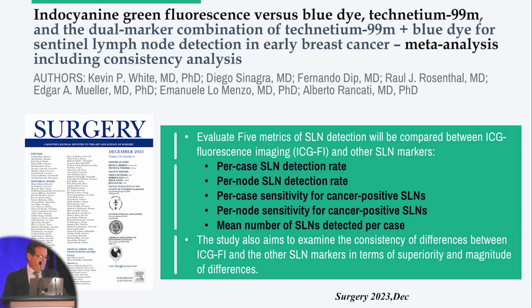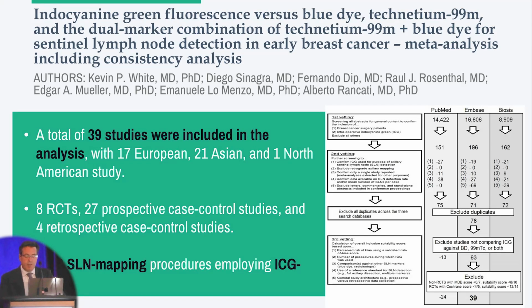Our group recently published a meta-analysis in the journal Surgery comparing the identification rate of technetium, blue dye, and the fluorescent method. In the analysis, we examined the detection rate per case of Sentinel node identification, the number of nodes identified, the sensitivity for detecting positive nodes per case, and the total quantity of nodes identified.